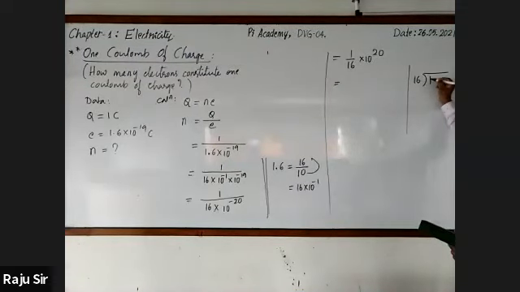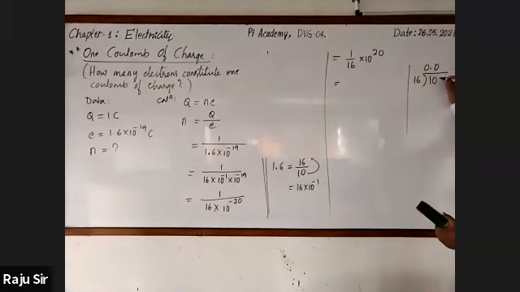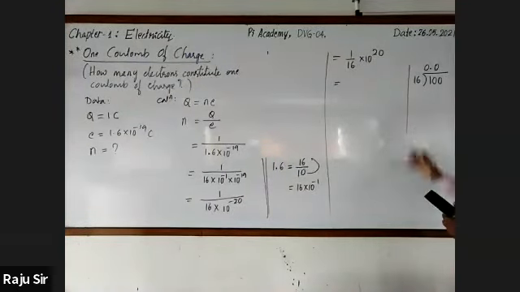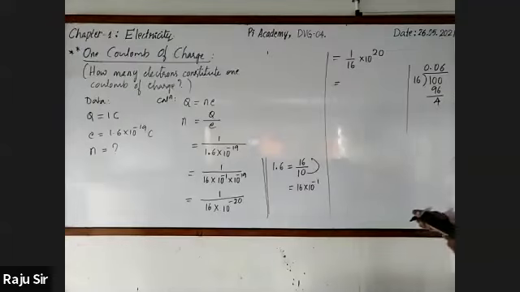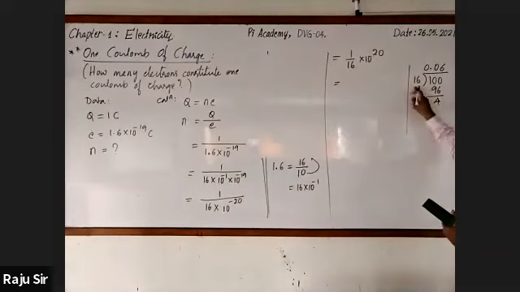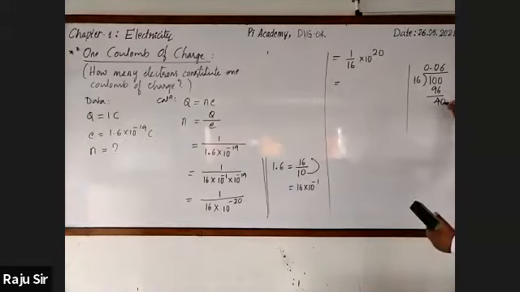Here 1 is not divisible by 16. I'll take decimal, take 1 0. 10 is not divisible by 16. Take 1 0 here, here also 1 0. It is 100. Now 16, how much are? 4 will remain. 4 is not divisible by 16. Take 0. Then it is 40. 2s are 16, 2s are 32. 8 will remain.